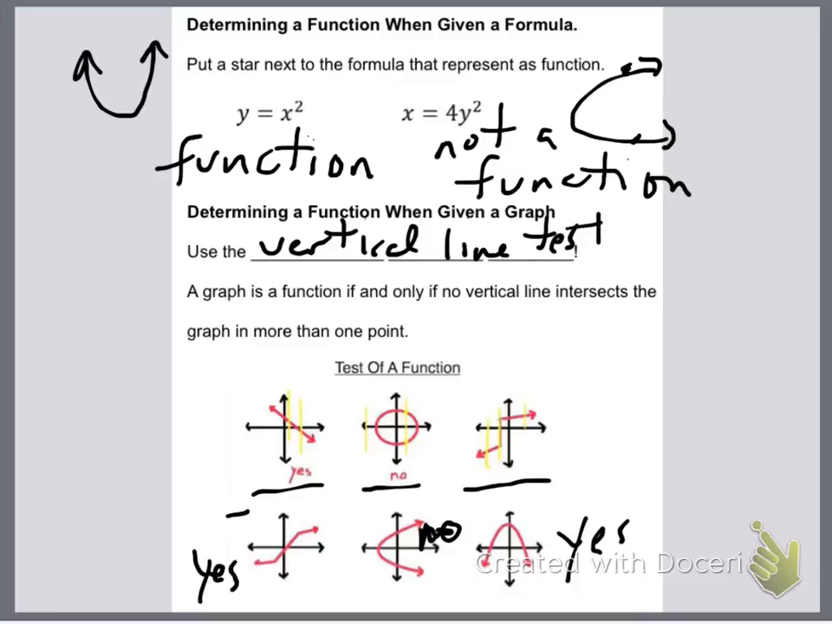So basically you're looking at sideways parabolas, circles, ellipses, stuff where a vertical line would pass through the graph more than once.